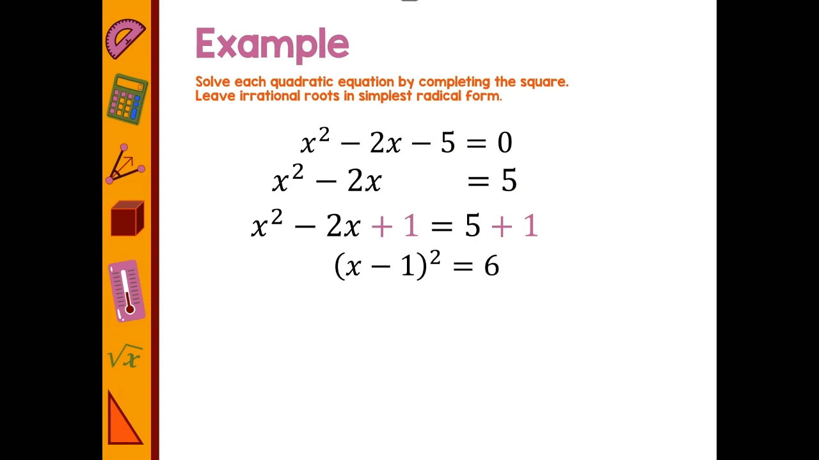Take the square root of each side. I have x minus 1 equals plus or minus the square root of 6. Square root of 6 is not a perfect square, so I'm going to leave that as a radical. To isolate the x, I'm just going to add 1 to each side. So I have 1 plus or minus the square root of 6, and I'm just going to leave that in simplest radical form.